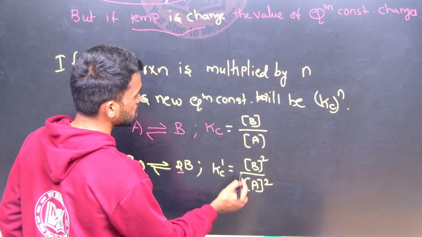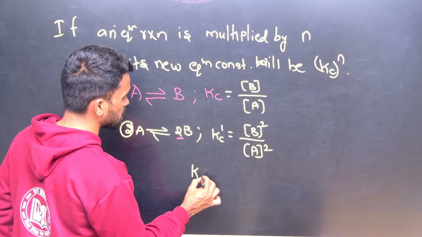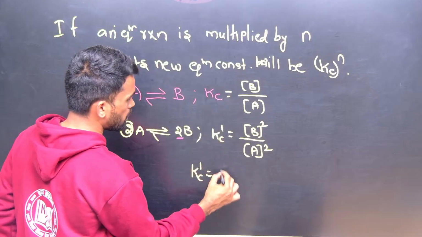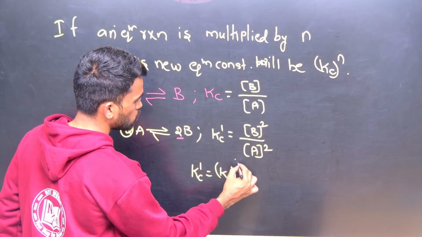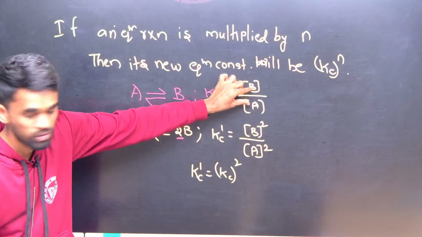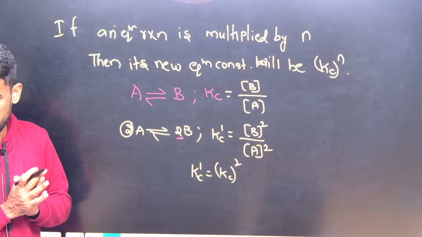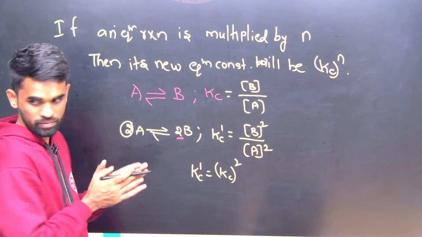It means what happened here, what you have seen here. So Kc dash is nothing but Kc to the power 2. That's it. See, these values I can take from here. It is nothing but Kc to the power 2. Yeah, that's it. Okay, you can take the square.